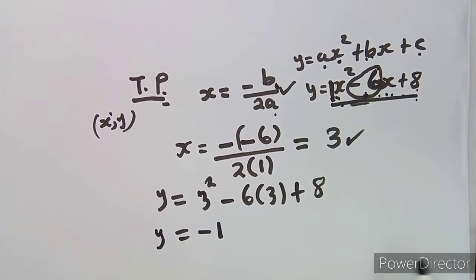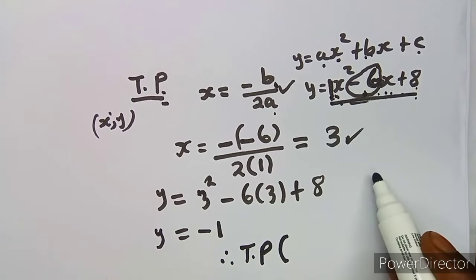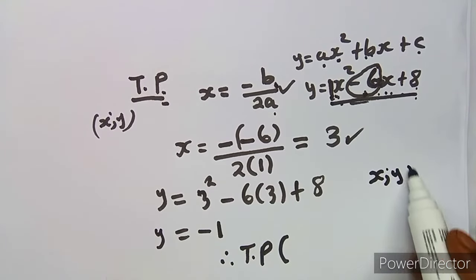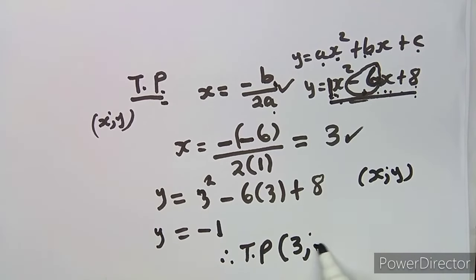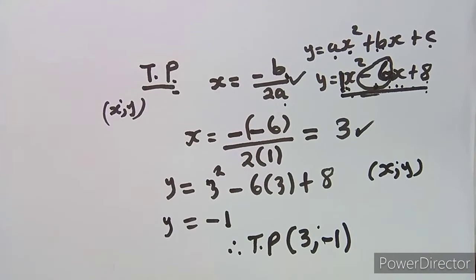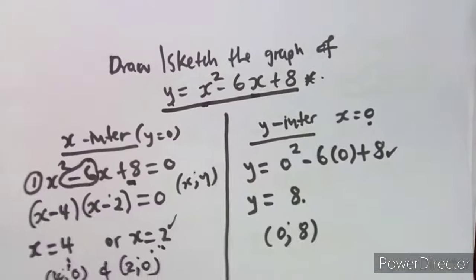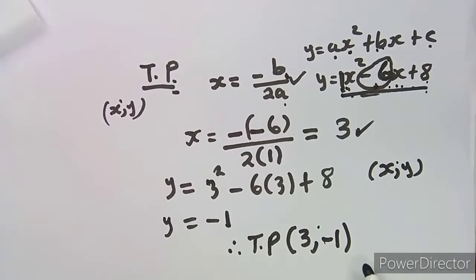So y is -1. So therefore our turning point in this case, remember a point is written in terms of x and y, so x is 3 and y is -1. So that's our turning point there. All right, so we now have all the information that we need from the x-intercepts, the y-intercept, and also the turning point. Now we need to sketch the graph.